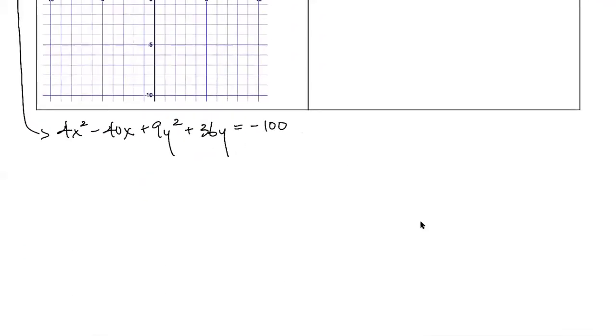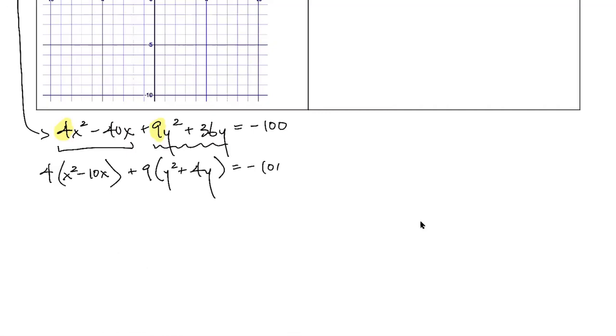All right, from here, we're going to need to complete the square, not once, but twice in the same equation. We're going to complete the square for the x's, and then separately, we're going to complete the square for the y's, okay? Now, both of these have coefficients. That's going to be a very common scenario for us in conic sections. So in the x's, we have to factor out a 4. In the y's, we have to factor out a 9. So 4x squared minus 10x plus 9y squared plus 4y equals negative 100.